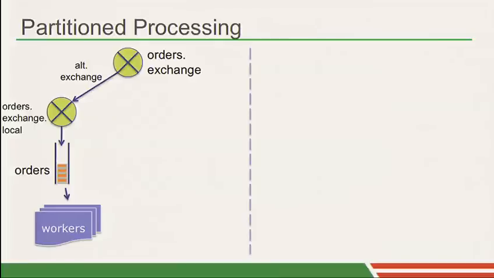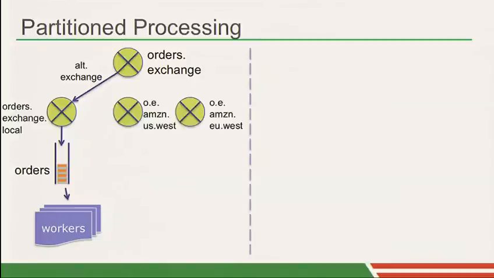And I'm going to use a feature called the alternate exchange. Now, the alternate exchange is a clever fellow, and he says, well, if you publish a message to this exchange and there's nobody around who can consume it, I'll send it to the alternate exchange instead. That's why it's called the alternate. And so I've got an alternate exchange here, which is called Orders Exchange Local, and actually I'm going to bind my orders queue to it, and I have my workers that process orders being fed from that queue. So if there are no other bindings in my orders exchange, things will be processed locally.